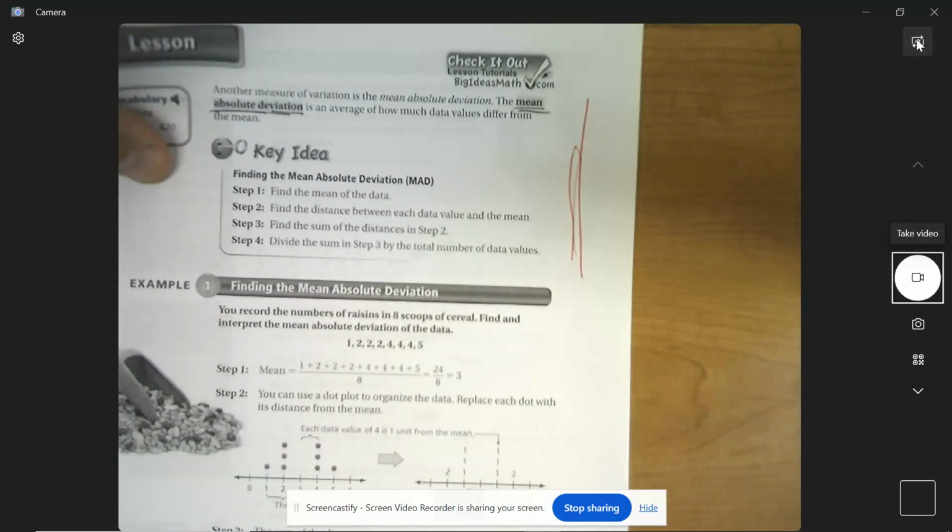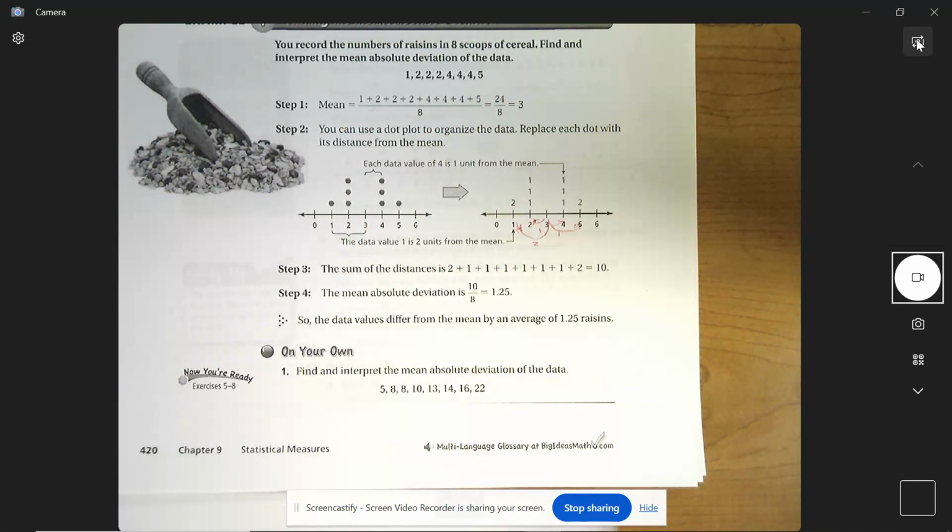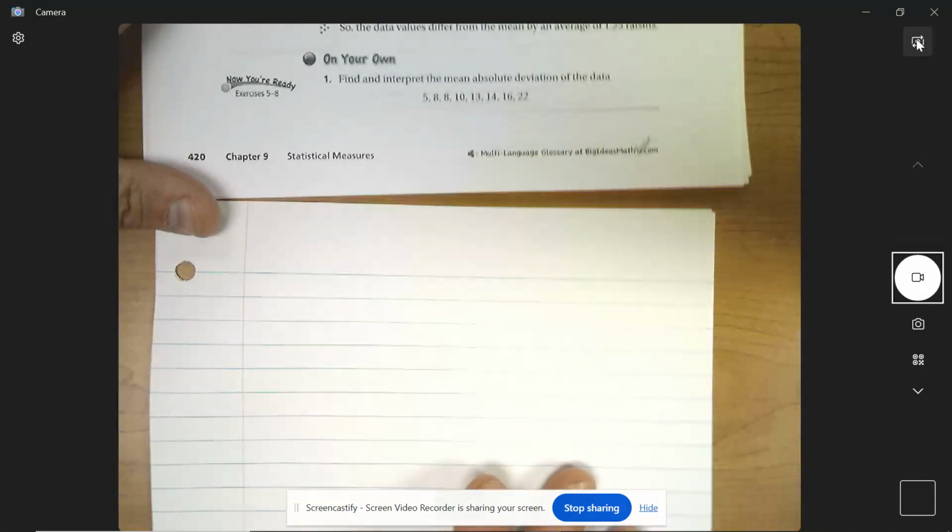All right, let's go back here. We're going to try this sample problem, this on your own problem, number 1. I will go ahead and keep the answer where you can see it, or you can see the problem as I'm working this out.